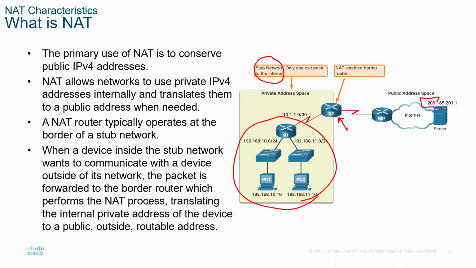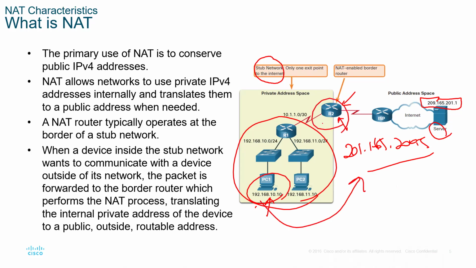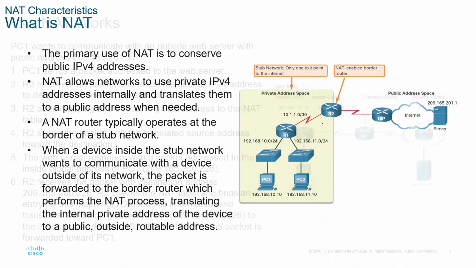So in the public address space, you can see we have a public IP address for our server there. If PC1 wants to communicate with this address, this private IP address will not be able to be routed globally. So this router will translate this address to something that is public, for example 201.165.200.5. That's a public IP address. This translation is what this NAT-enabled router does. And that is basically what defines NAT.